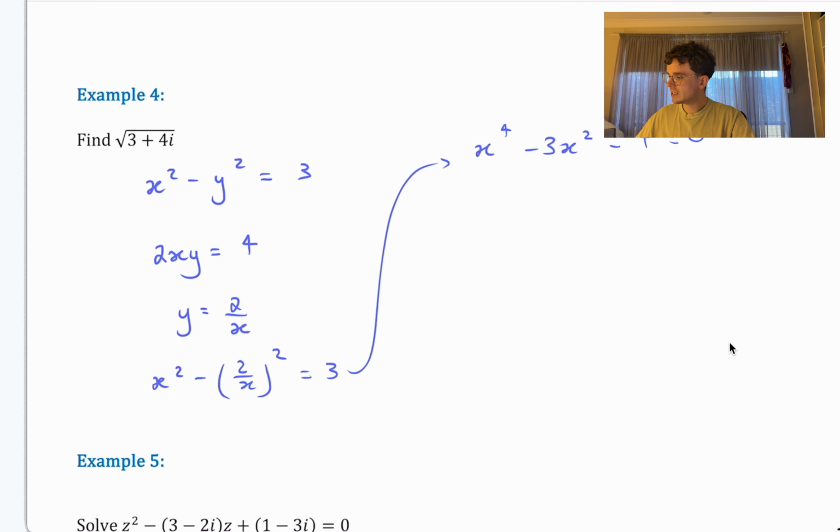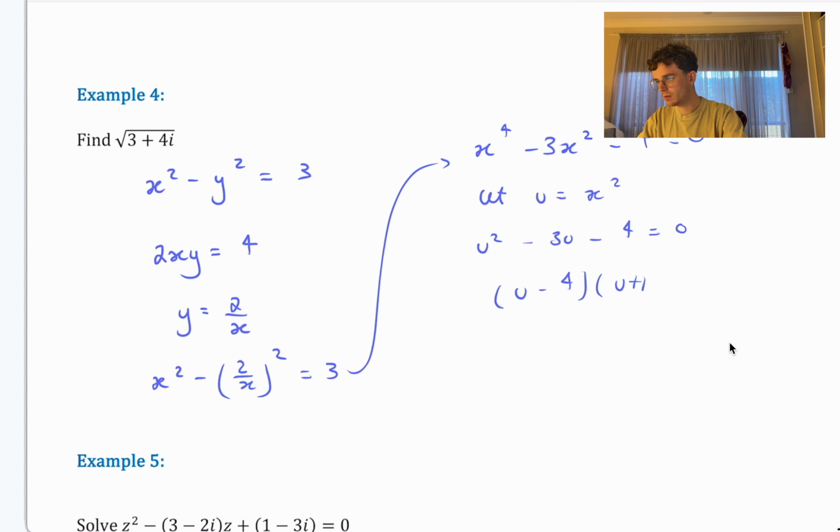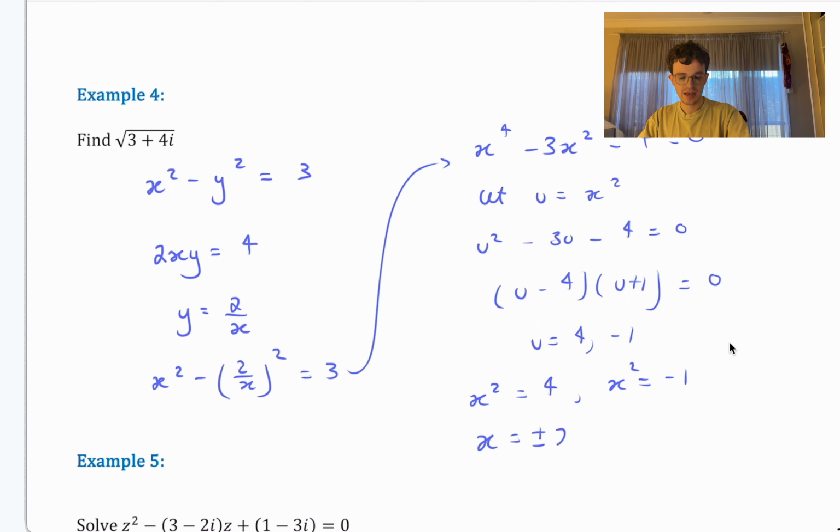Now, it looks a bit tricky to solve that, so we're going to utilize something called a u substitution. So let u equal x squared. And that gives us u squared minus 3u minus 4 equals 0. So u minus 4, u plus 1 equals 0, which means u is 4 or minus 1. But we said earlier that u was x squared, so x squared is 4, or x squared is minus 1. Now you might think, oh, well that means x is plus or minus 2, and that means x could also be plus or minus i.